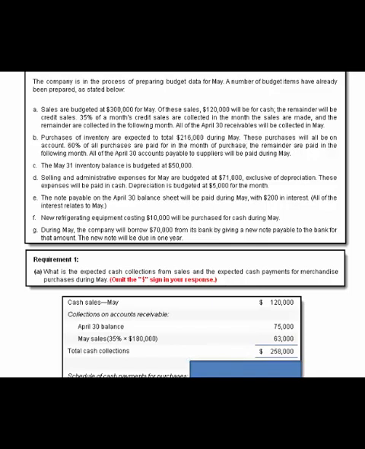Now we tackle the schedule of cash payments for purchases. We're going to pay off the April 30th accounts payable balance that was given in the problem. That was $89,000. And then they tell us that 60% of the payments are made in the current month, right? So purchase of inventory is expected to total $216,000 during May, and 60% are paid in the current month. So 216 times 60% is $129,000, and that's the total amount that we're going to pay of cash payments. So in terms of requirement 1, we've answered the cash collections here, and we've determined the total cash payments here.